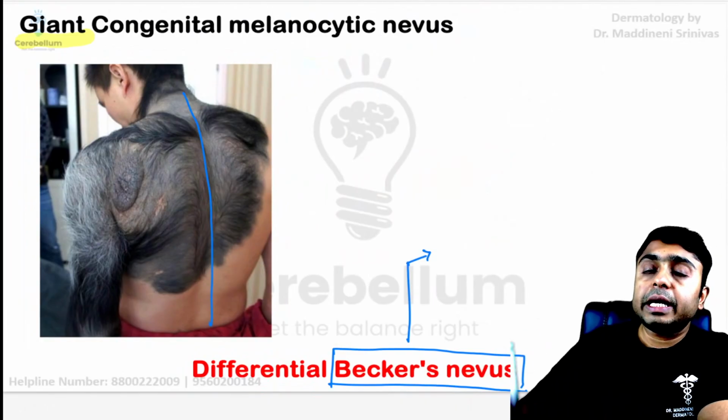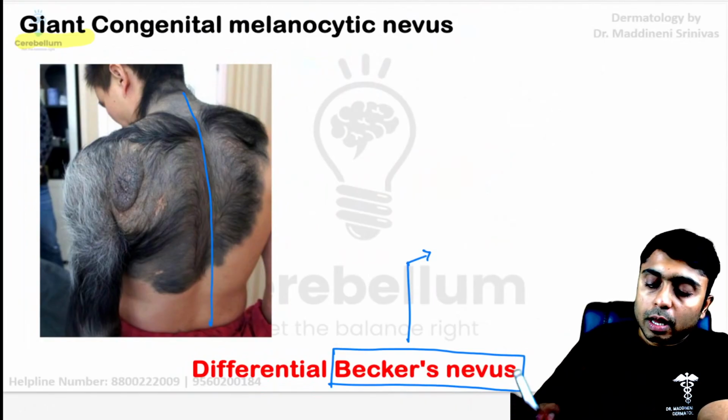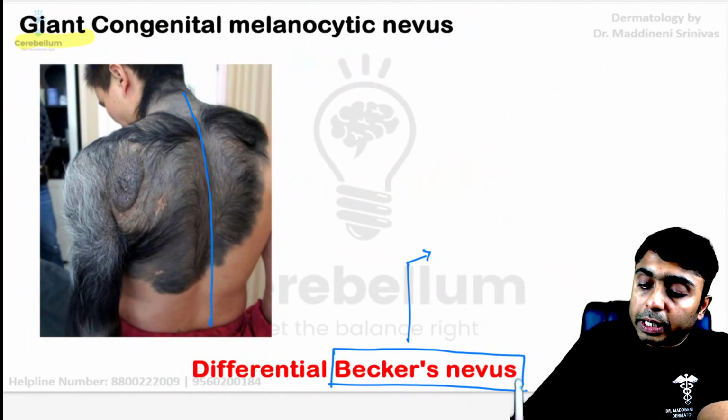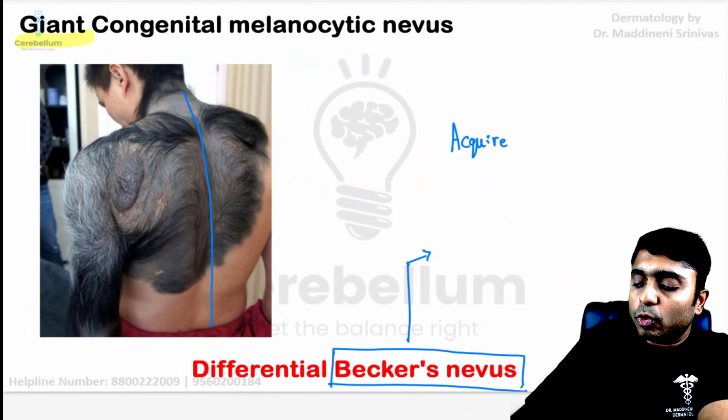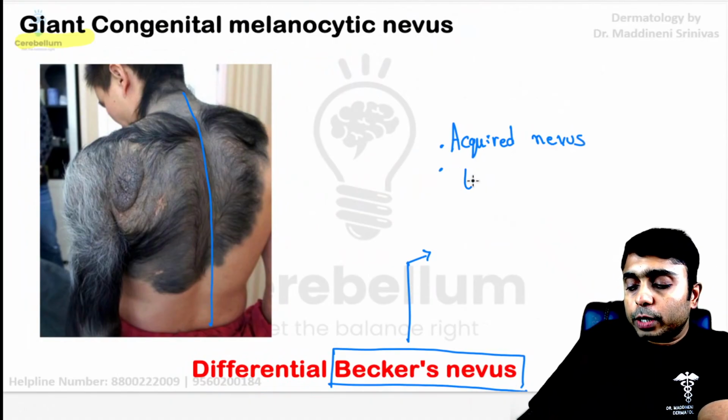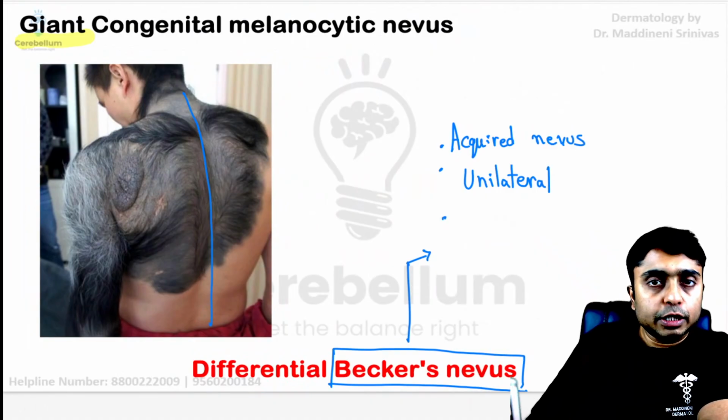There is going to be pigmentation and increased hair growth. But how can I differentiate? In Becker's nevus, please remember, the lesions are going to be seen at the time of puberty. So it is an acquired nevus. It is an acquired nevus, and the lesions are going to be present only on one side because it is a unilateral condition.